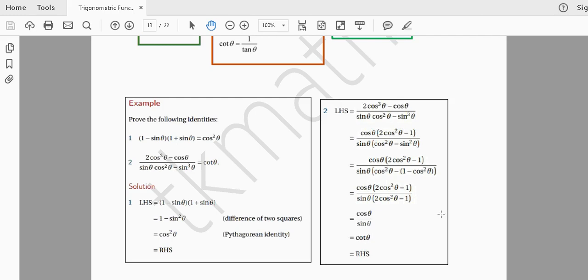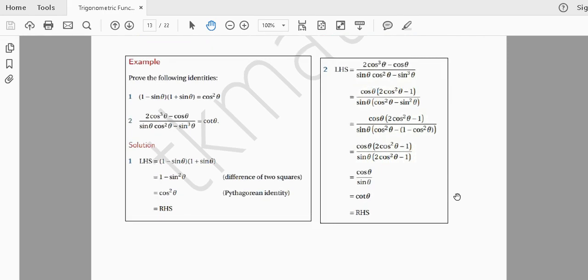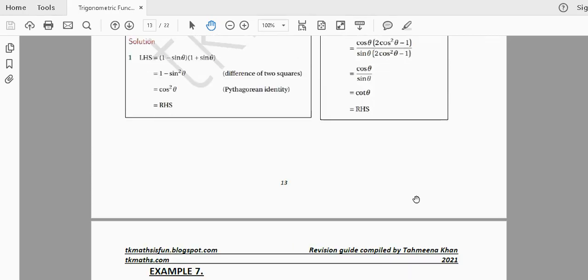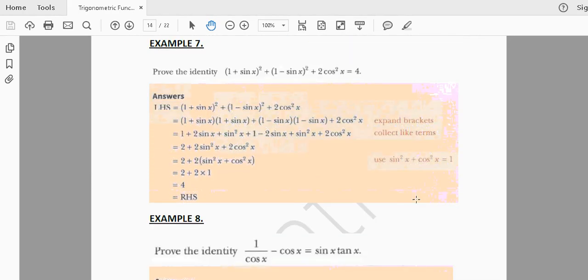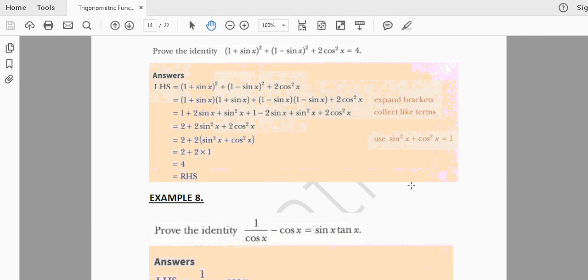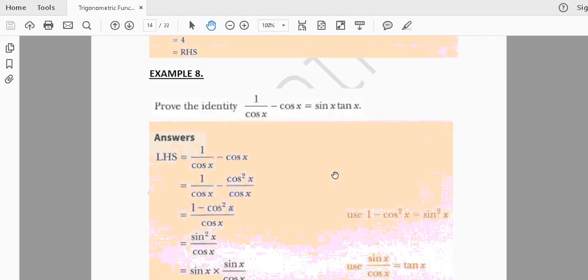The purpose of this guideline is to ensure that students know the key points they should revise. That's why I have put one example of each type here. Now, here you can see I have taken two identities. When you are proving identities, you pick up one of the sides. In this example, the left-hand side is picked up, and then it is proved at the end that you got 4, which is the right-hand side. So this is the way identities are handled.